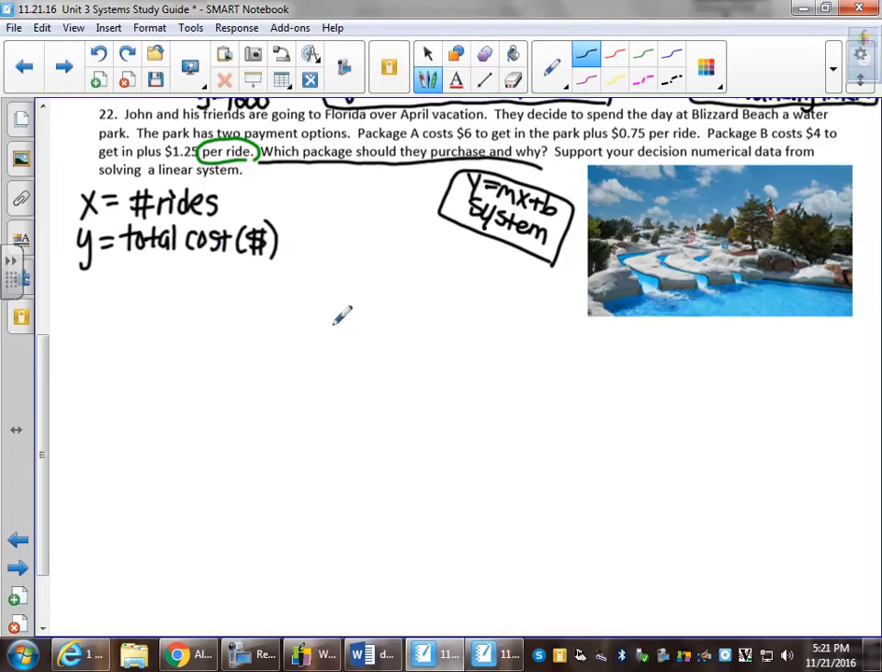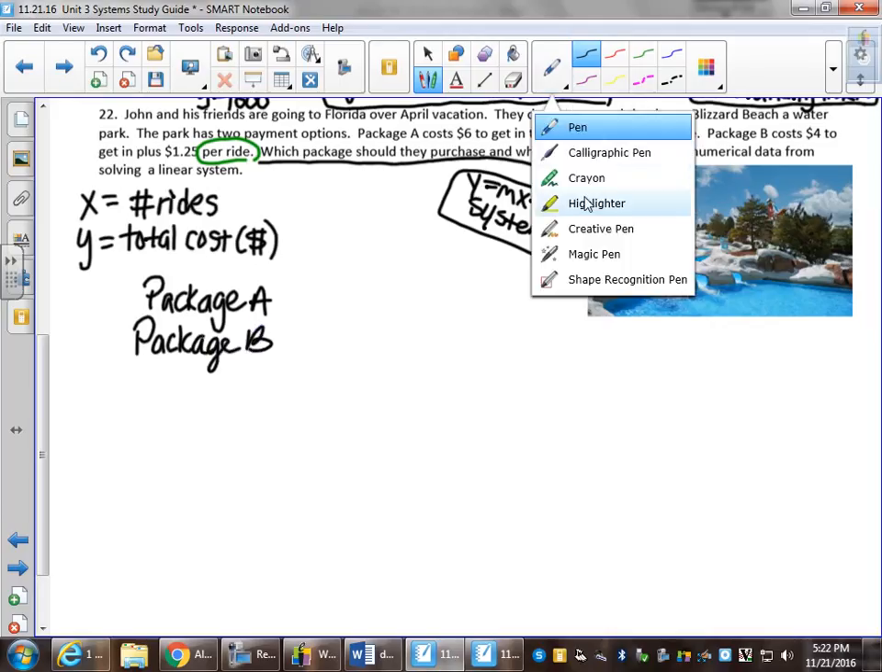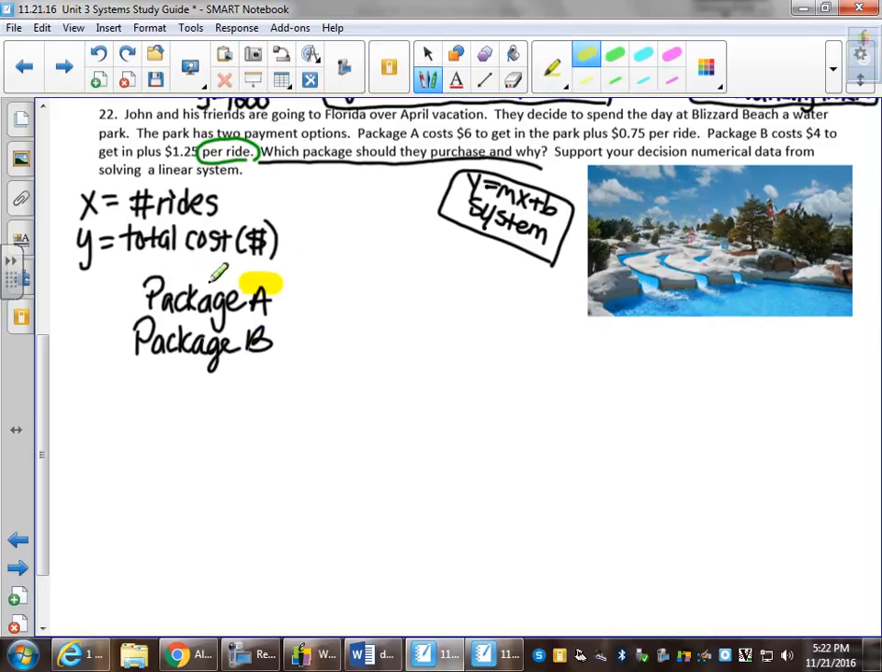What are the two things being compared at this park? We've got two different packages. We've got package A and package B. For me, I'll make package A yellow. And I'm going to go look for everything I know about package A. Package A is $6 to get in and 75 cents per ride. So $6 flat to get in and 75 cents per ride. That's my rate, 0.75x.